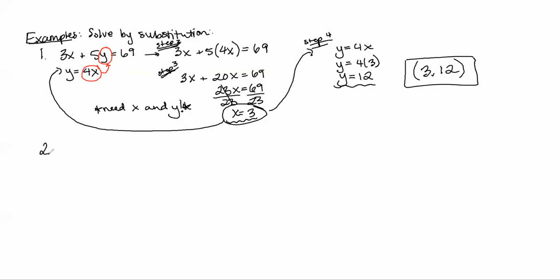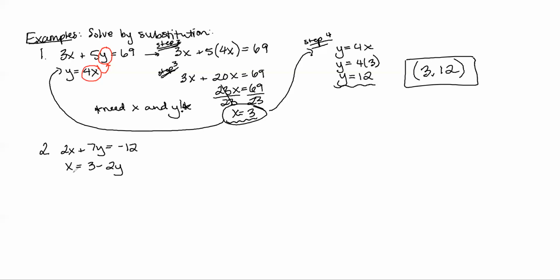Let's try another one. 2x plus 7y equals negative 12, and x equals 3 minus 2y. So again, the first step is already done for us. Our x is already by itself.